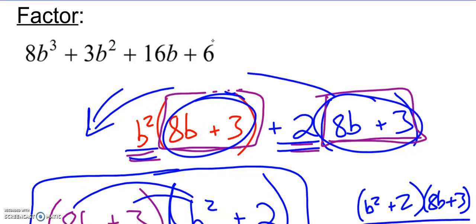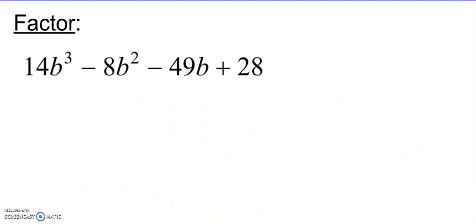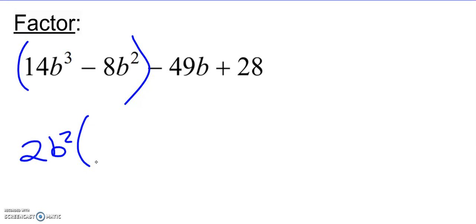I'm going to show you one more. I'll go a little bit quicker with this one. But this one has a negative in it, so it's a good example to look at. So again, this is one we're going to have to factor by grouping. So I'm going to look at my first two, and I can divide 14 and 8, both of those by 2, and then I can take out b to the second out of both of them. And then we look at what we have left over. So that's going to be a 7b, and that's going to be a minus 4.